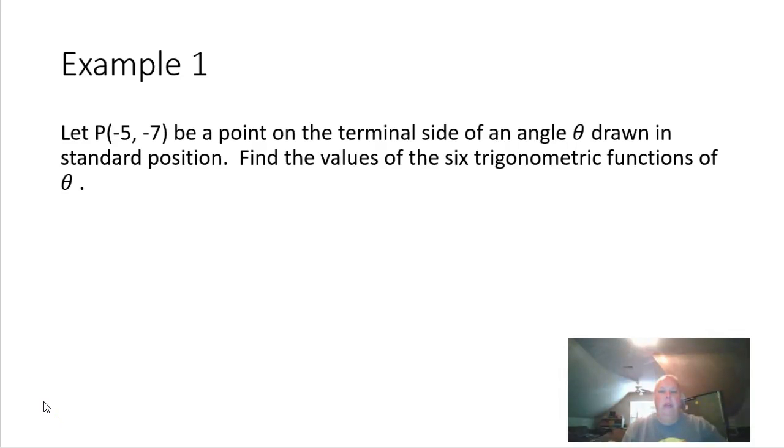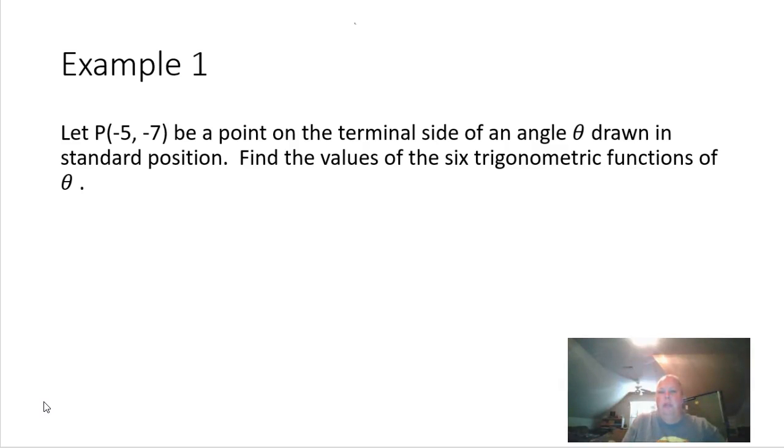These are the examples from lesson 4.4. This is example 1. Let P(-5, -7) be a point on the terminal side of an angle theta drawn in standard position. Find the values of the 6 trigonometric functions of theta.